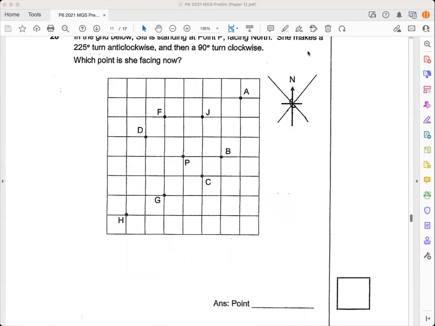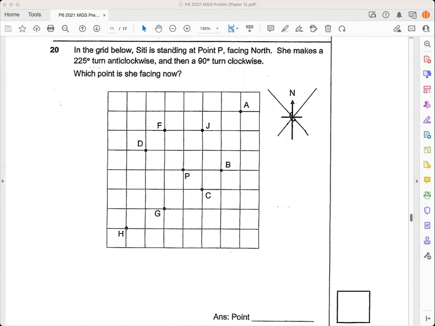So we have a question saying, let me pull down a little bit so they can read the question. In the grid below, a city is standing at point P facing the north. So this is point P, and facing north. Let me use a thicker line. So this is facing north.